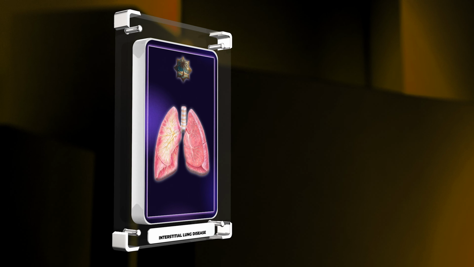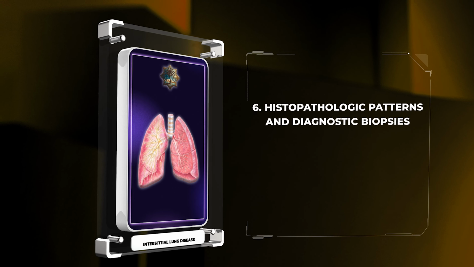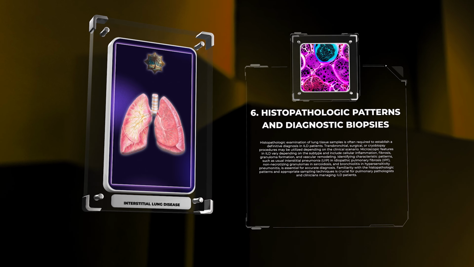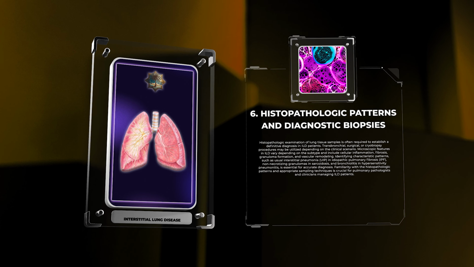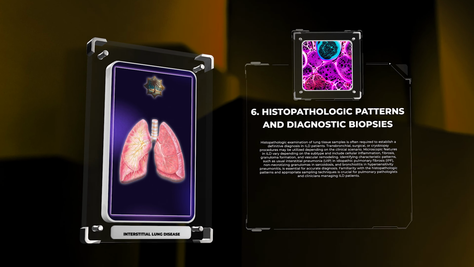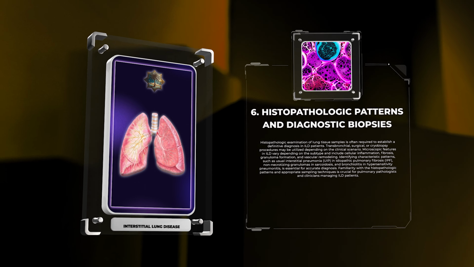Understanding the expected changes in different ILD subtypes and their correlation with radiographic and histopathologic findings is crucial for interpreting these tests. Histopathologic examination of lung tissue samples is often required to establish a definitive diagnosis in ILD patients. Transbronchial, surgical, or cryobiopsy procedures may be utilized depending on the clinical scenario. Microscopic features in ILD vary depending on the subtype and include cellular inflammation, fibrosis, granuloma formation, and vascular remodeling.